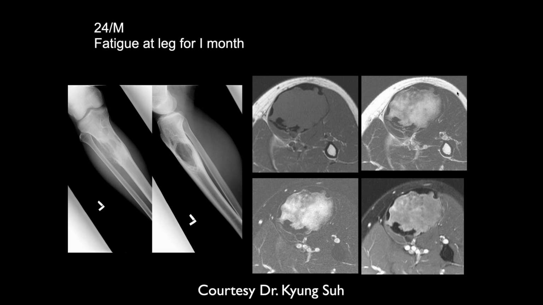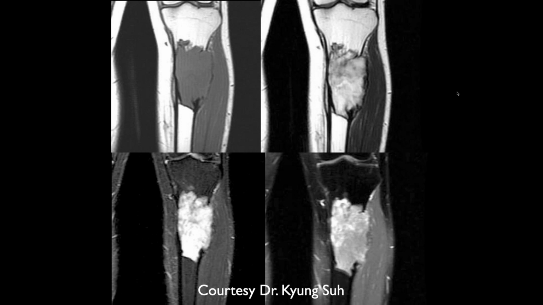That's a 24-year-old male with pain in the leg for one month. On a radiograph, we see this large lytic lesion in the proximal tibia with expansion and sclerotic borders, and I'm wondering if it breaks through the cortex, which looks pretty thinned.